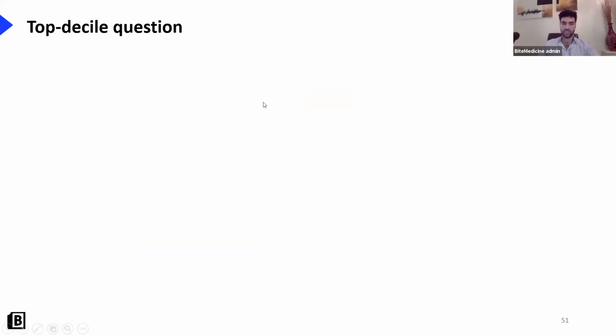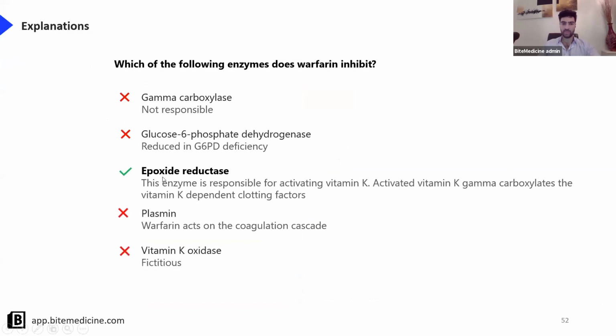So which of the following enzymes does warfarin inhibit? It inhibits epoxide reductase. Epoxide reductase is the enzyme responsible for activating vitamin K. If you block that enzyme, you block vitamin K activation and you reduce the function of those vitamin K dependent coagulation factors. Remember the mnemonic 1972 CS.